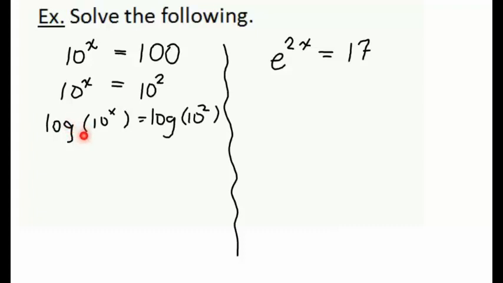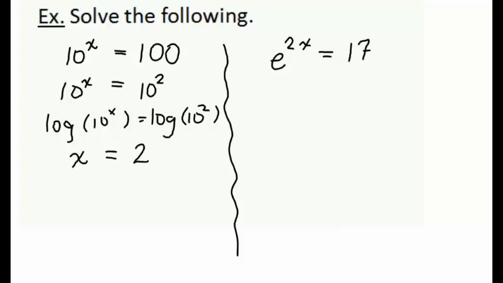Since the base of our logarithm and the base of our exponential expression on the left-hand side are the same, their actions are going to undo each other and we're going to be left with the value of x. The same thing happens over on the right-hand side. The base of our logarithm as well as the base of our exponential expression are the same, so we're left with just the numerical value of 2.